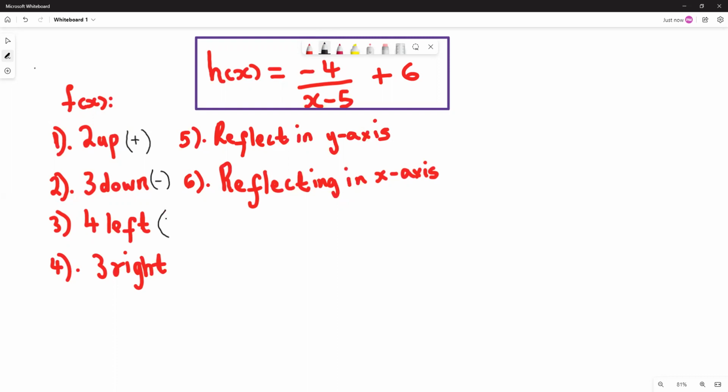Then remember, left is opposite. If they say left, you add on x, right? Left and right, remember, it's the x that is being affected. Right, you minus on x, right?